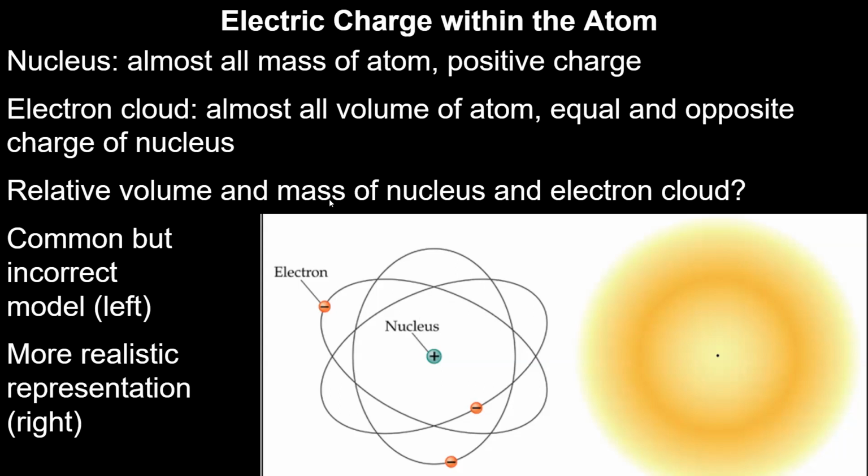Now, what's the relative volume and mass of a nucleus and electron cloud? They're both tiny. For example, the mass of one electron, if I remember correctly, is like 9.11 times 10 to the power of -31 kilograms. It's an absolutely mind-bogglingly tiny number. The most popular diagram for showing this would be the one on the left, but this is not really realistic. A more realistic representation is the right one, where the nucleus is just a tiny speck in the center of the atom, surrounded by electrons and charge.